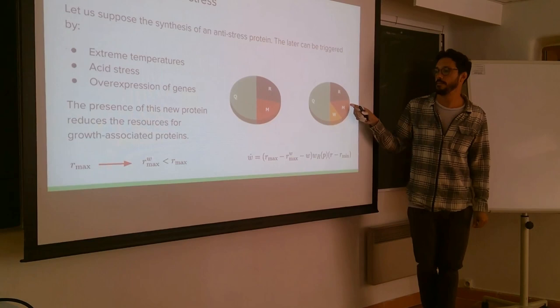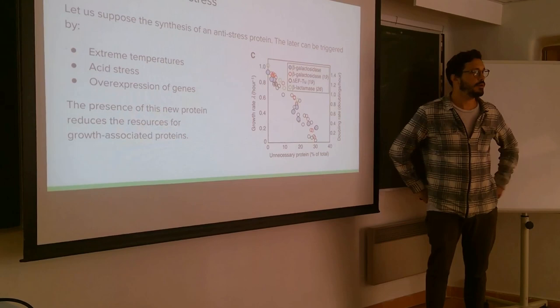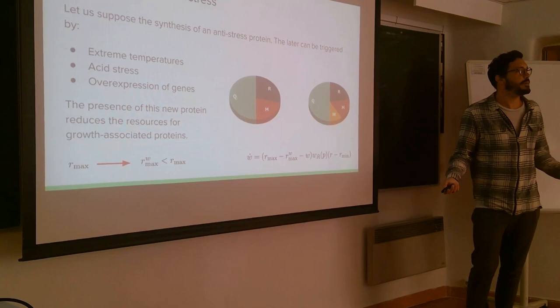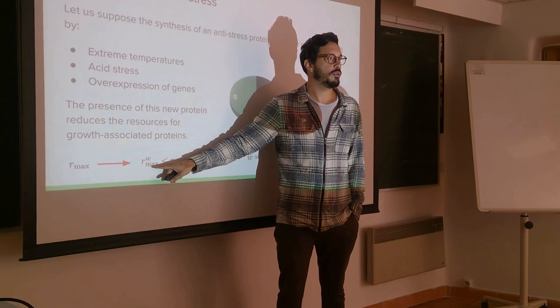So we know this happens in steady state studies. We saw them because this is a steady state study. In general, they apply some stress, they wait a couple of hours, they measure, and they put a point here. But we want to see what happens in a dynamical environment. So what we will do is to simulate that this Rmax constant is being reduced to an Rmax W. This is an awful notation. I was never actually sure what I was doing when I wrote it.